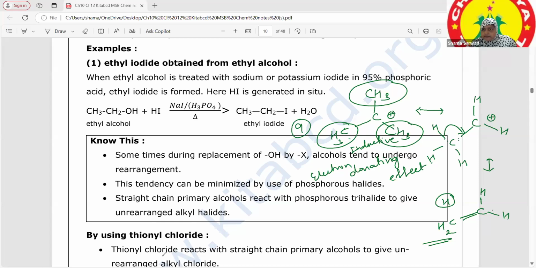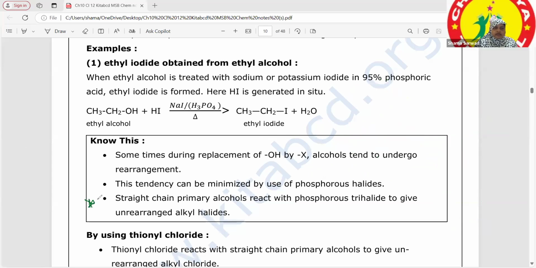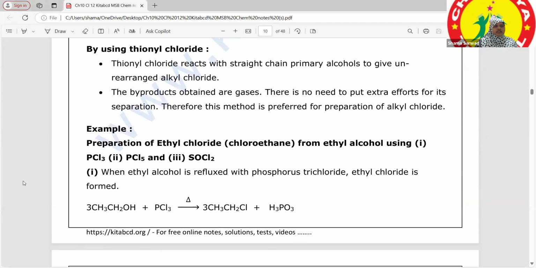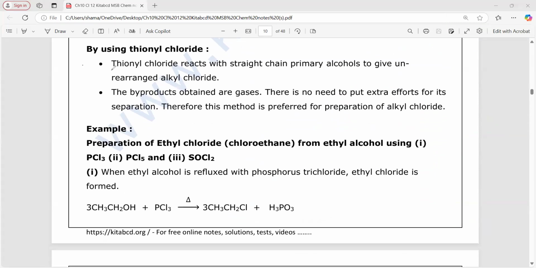Understood or not, beta? Yes, ma'am. Understood. Fine. Now see, I hope you have written this. Yes. Fine. Now see the next thing, by using thionyl chloride. It is an important reaction, okay? Ma'am, this reaction is the... you're not audible, beta.